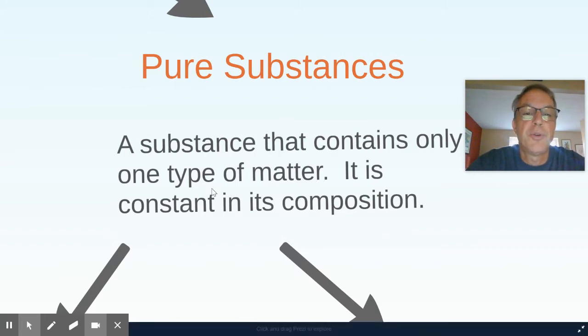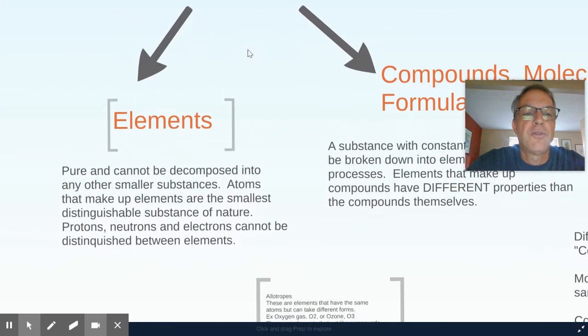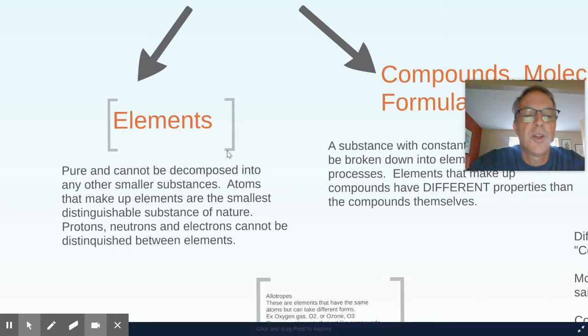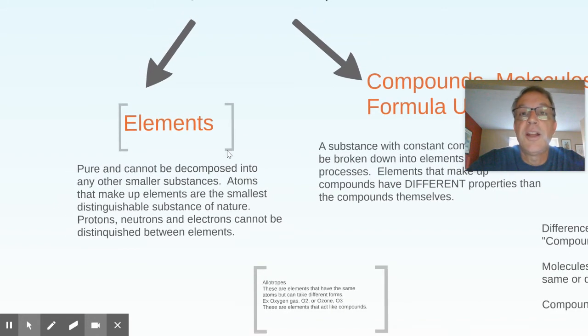When we're dealing with pure substances, there are two types. First of all, there are elements. An element can't be decomposed into any other thing. It's the smallest distinguishable substance in nature. If I have an atom of, for instance, carbon, and an atom of lead, they're completely different. However, if I take a proton from the lead and a proton from the carbon, I can't tell where the proton came from. So all protons are, for the most part, the same. An example of an element would be anything on the periodic table.